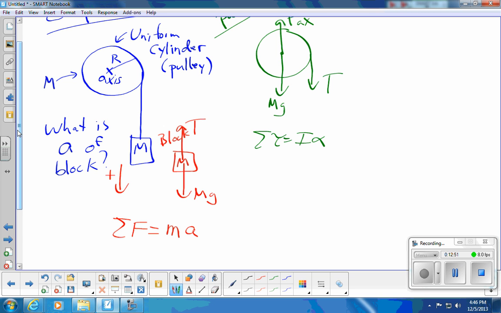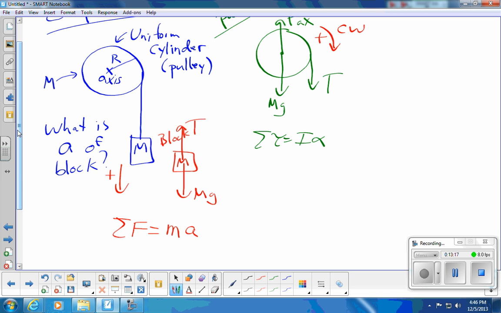The pulley, on the other hand, I'm interested in the direction that it's rotating, and so again, this is essentially a one-dimensional problem, clockwise and counterclockwise. I'm going to make clockwise my positive direction for the pulley, because that will be the direction of its angular acceleration. Okay, so now I can start writing equations.